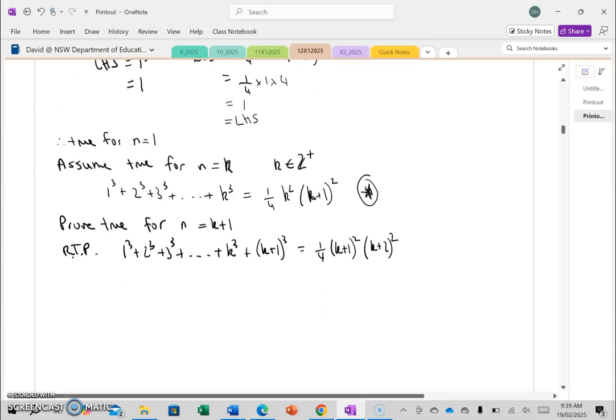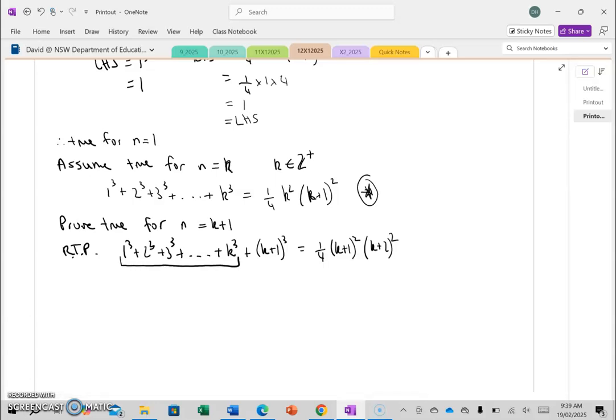Alright, let's start off with a really long sum, and we're going to use the assumption straight away. I'm going to use the assumption for this part, because I can replace that by that. So left-hand side equals, straight away, 1 quarter k squared k plus 1 all squared, plus k plus 1 all cubed, from assumption star. Alright, now looking at what we want to get, I can take out a common factor of a quarter, and I can take out k plus 1 squared, so I'm going to do that.